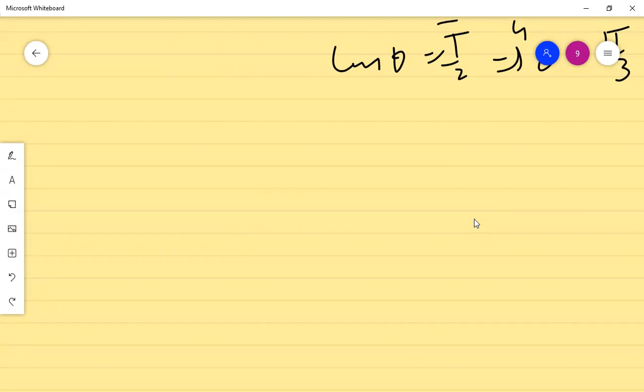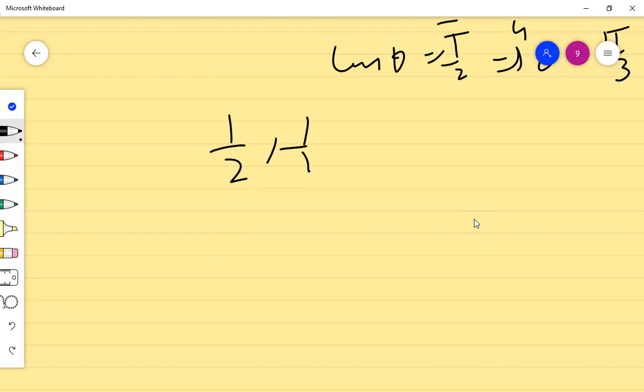In this question, we were also told to find the components of A. So the components of A are 1 by 2, 1 by root 2, 1 by 2. That is called scalar components.